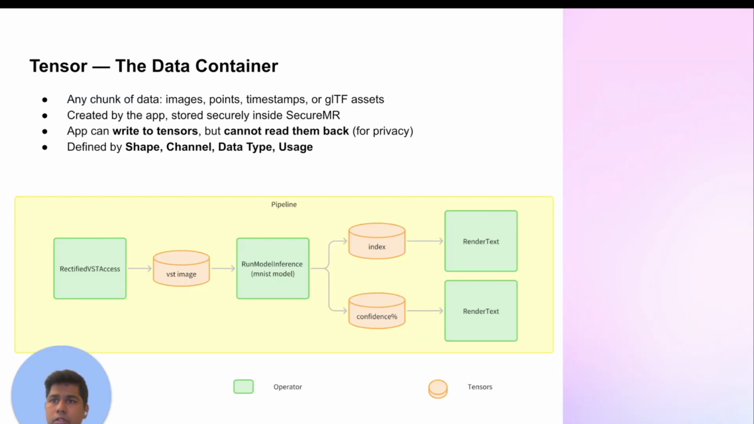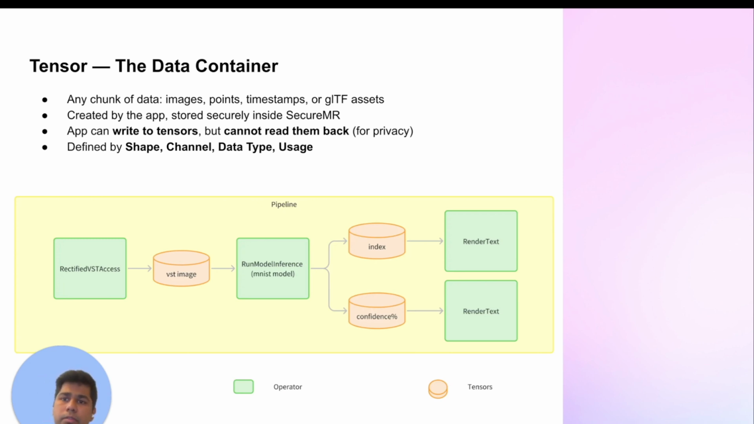Now, I would like to talk about Tensor. Tensor is basically any piece of data your app wants to process, like camera images, 3D points, model outputs. The key difference from normal machine learning tensors is that data never leaves the secure service. Your app only gets a handle that points to the data, not the data itself. You can create tensors, write into them, but you can't read them back. That's how SecureMR protects your user privacy.